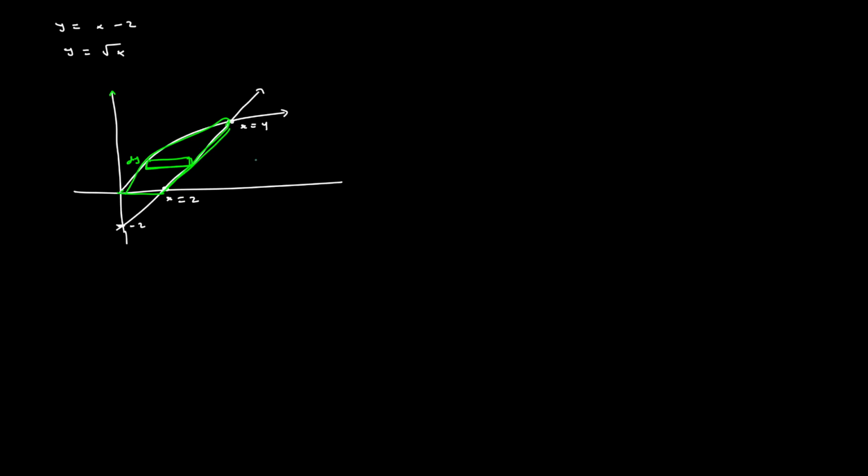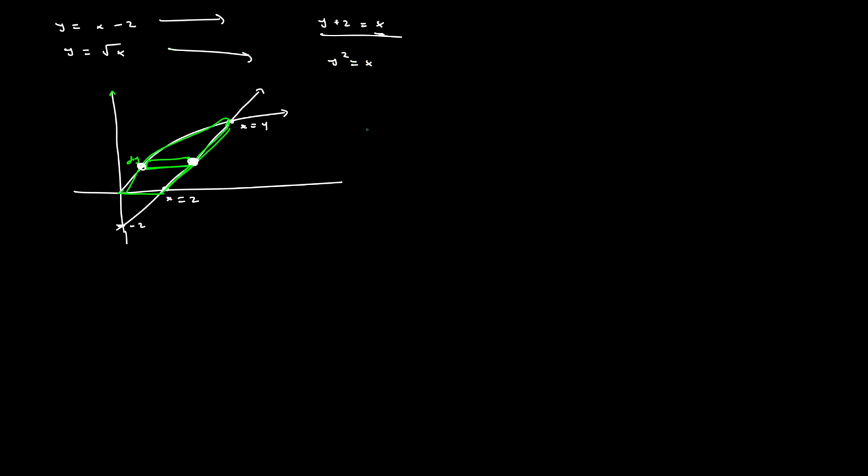Well, we need everything with respect to y, since now we're going to be integrating with respect to y. So let's solve for x, because we want the x value here and the x value at some arbitrary point here, and we find the difference and multiply it by dy. So y plus 2 is equal to x, and then this equation becomes y squared is equal to x.